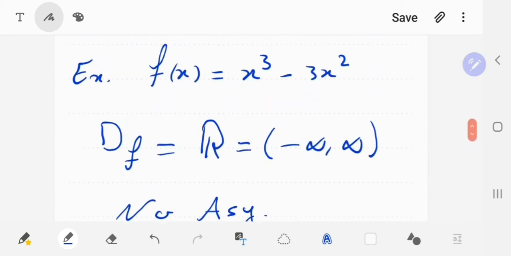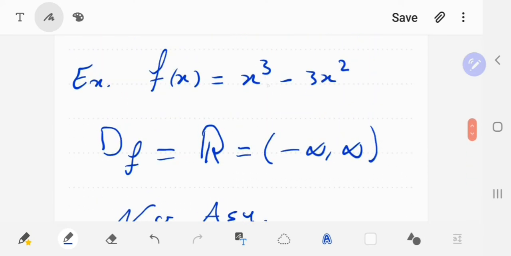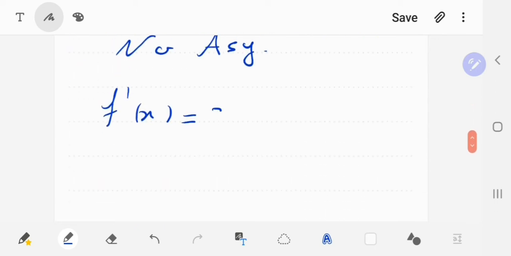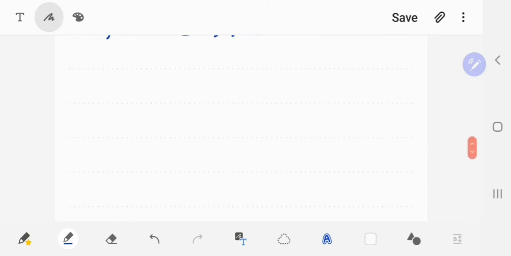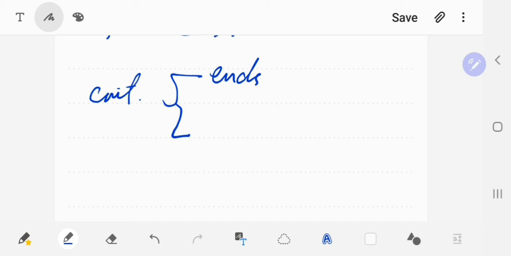F prime of x will be equal to, by the power rule, addition and subtraction, 3x squared minus 6x. This is the derivative. Now for the critical values, ends of the interval will be included, because the function is not differentiable at the end of the interval. And in this case, the ends are negative infinity and infinity.